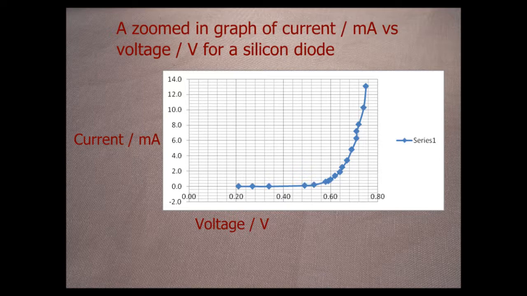This silicon diode is absolutely typical. It starts to turn on around 0.6 volts, and by 0.7 volts it's on properly. Then the current rises really strongly. You need a protective resistor.